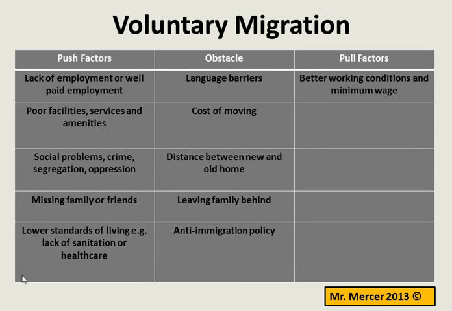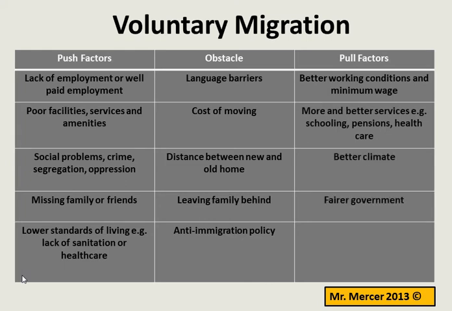Okay, pull factors, better working conditions, better services, nicer climate, that can be to do with just general living conditions or better climate for farming, and a fairer government. Now, when you look at these notes, it's important you understand these are the very basic bare bones of voluntary migration. You need to be able to take these basic statements and apply them to a context, a case study that you have learned in detail. I'm going to show you two case studies.